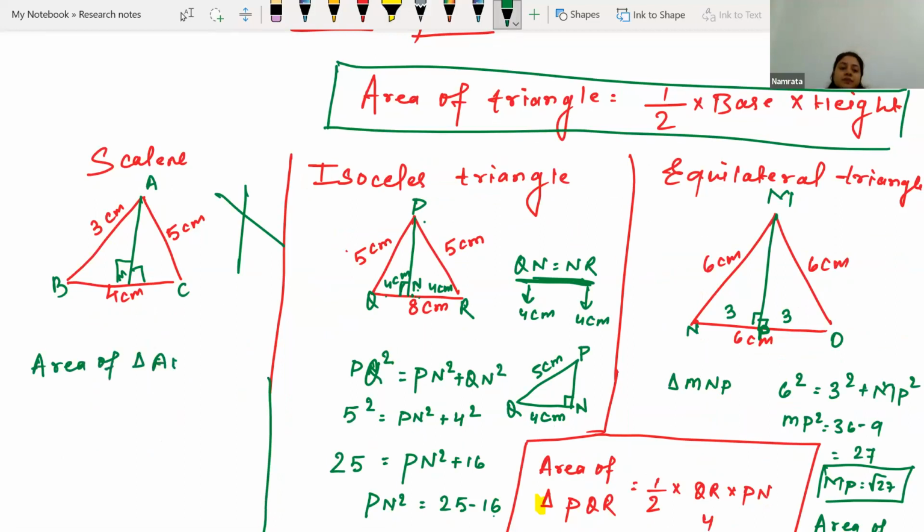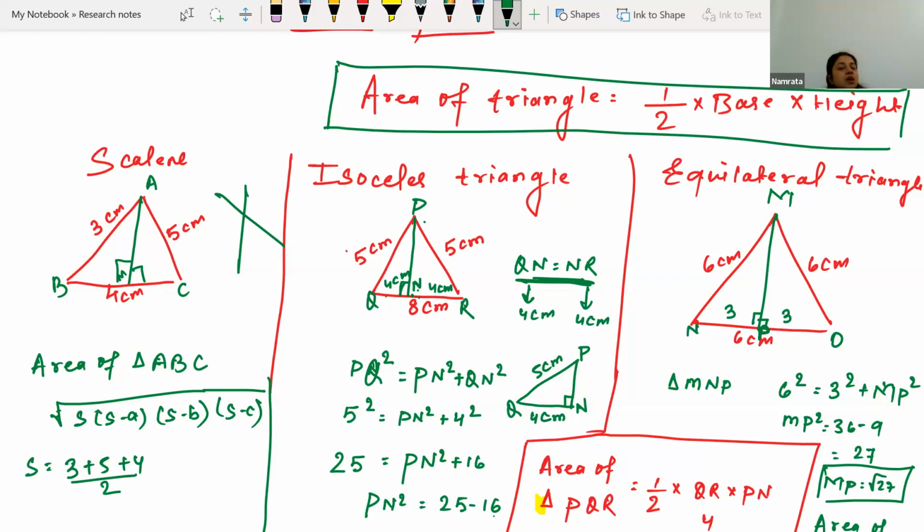Area of triangle ABC will be under root S into (S minus A), (S minus B), (S minus C). Alright. What is S? S is (A plus B plus C) by 2. A is 3, B is 5, C is 4, by 2.